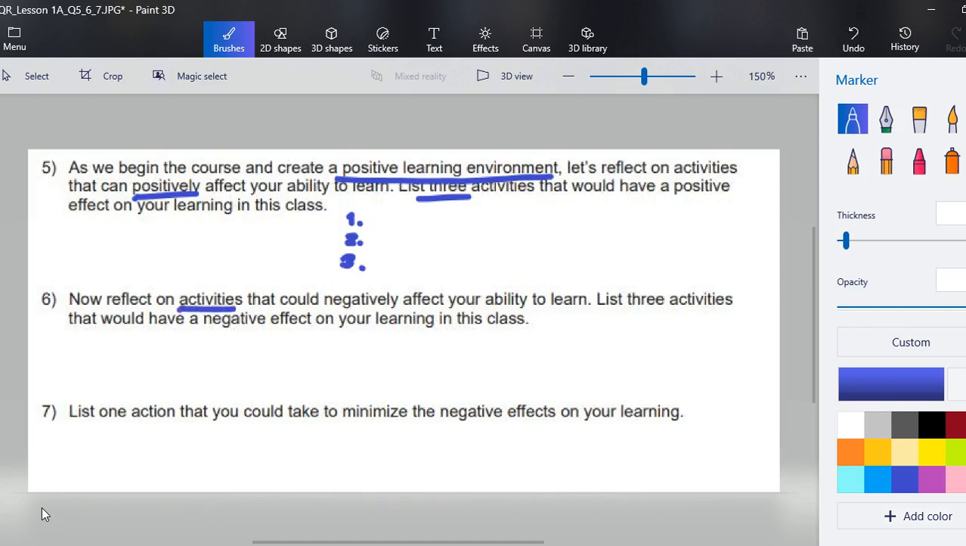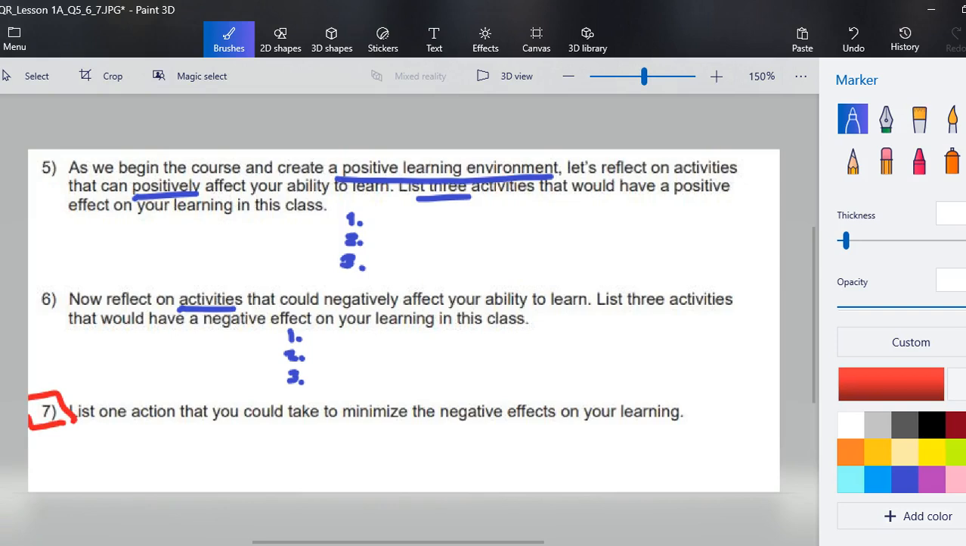Number 6 says, now look at activities that could negatively impact your learning in this class and write those 3 down. I really do want you to hit pause and think, what are 3 things in your world that are good for you and your learning? And then on number 6, write down 3 things that are negative for you and can impact your learning. Hit pause, write those 6 things down, and then come back and we'll finish up with questions 7 and 8.